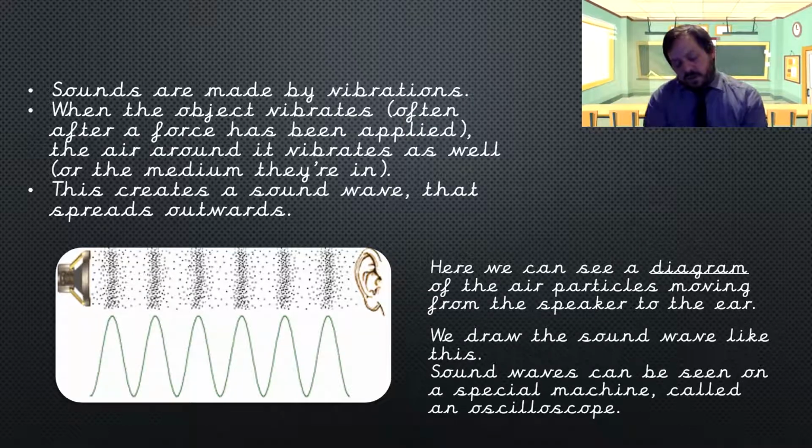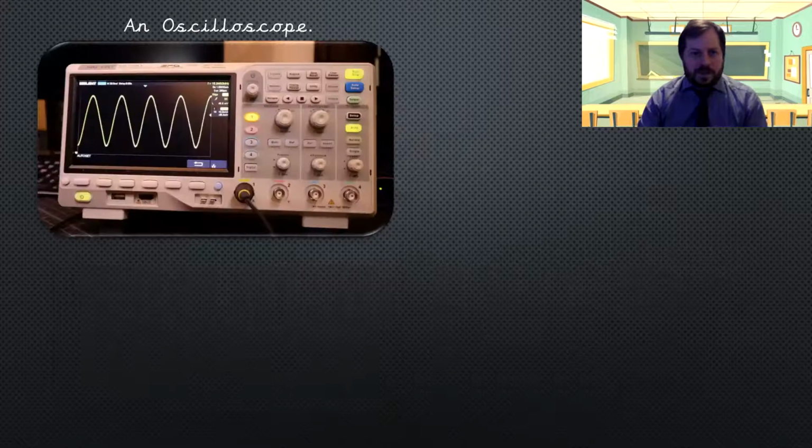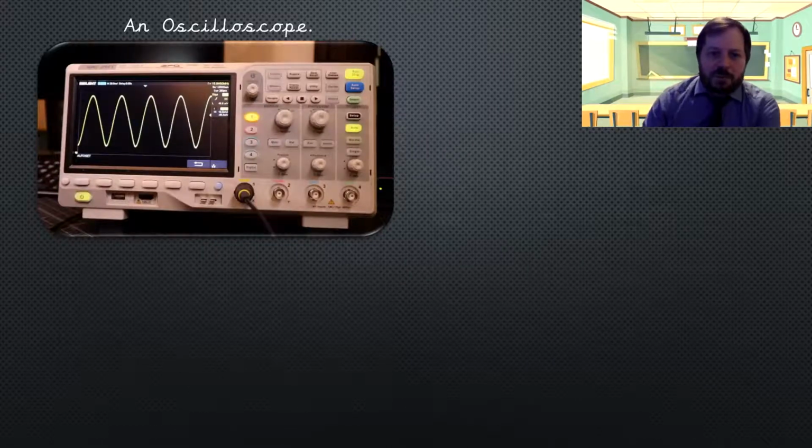So when we draw sound waves, we can measure them on a machine called an oscilloscope as well, and that shows the vibrations as they come across. And that bottom one there would be what is shown by an oscilloscope if it was measuring a very constant sound. And there is an oscilloscope.